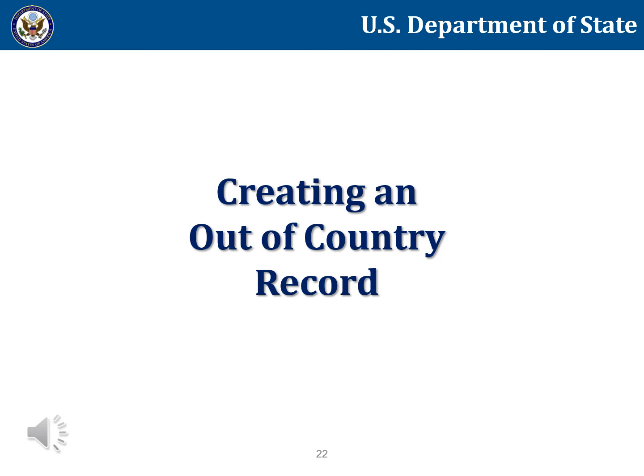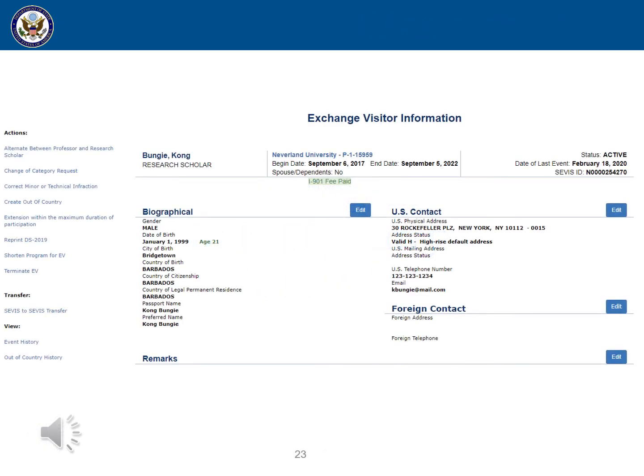Now we will discuss how to document instances of a professor or research scholar continuing to participate in their exchange visitor program activity while outside the United States. On the exchange visitor information page, select the Create Out of Country link.